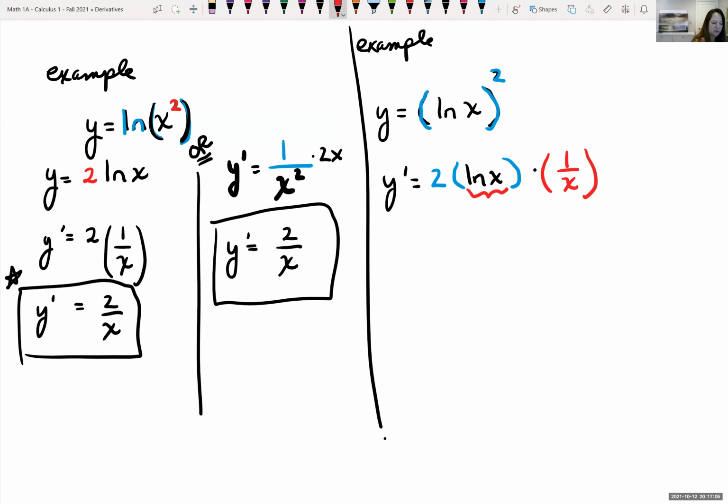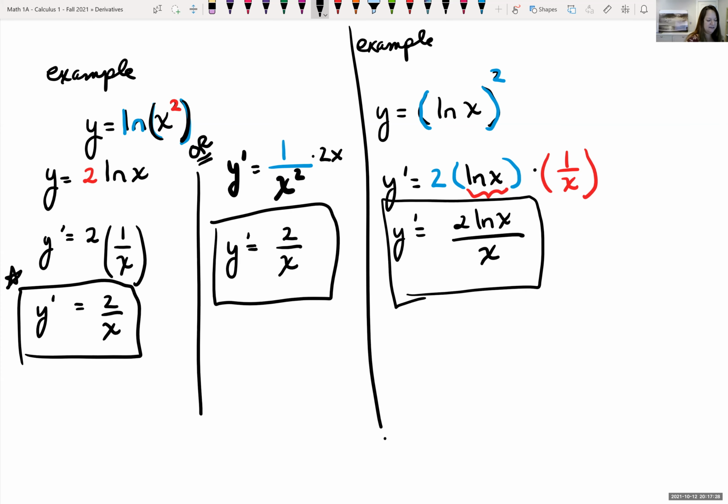So I probably would just write that as a single fraction, the same thing as 2 natural log of x all over x. I technically could bring that 2 up into the exponent there, but I don't know if that would help me with anything. So I'm just going to leave it like that.